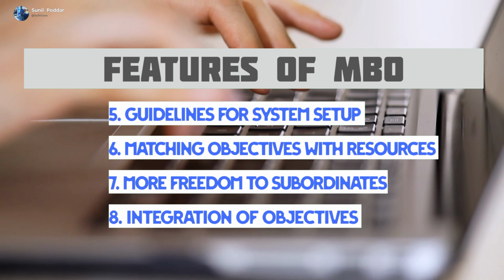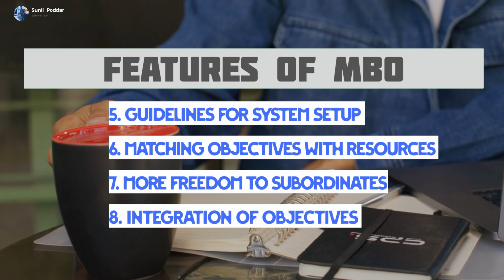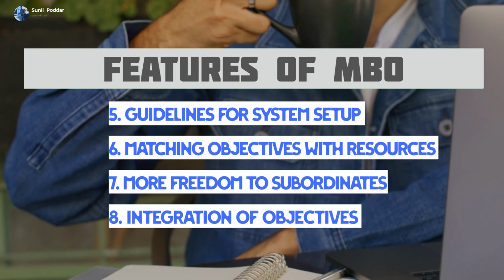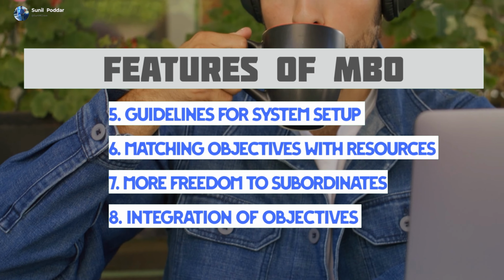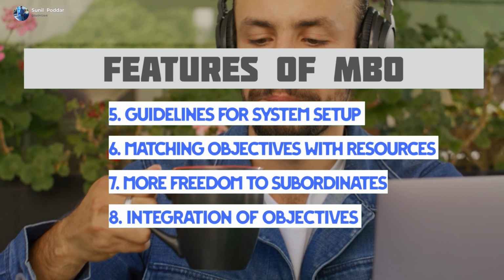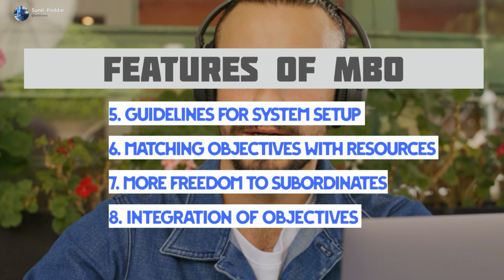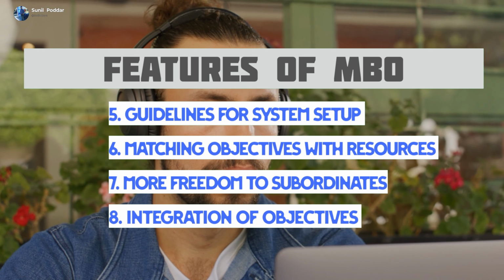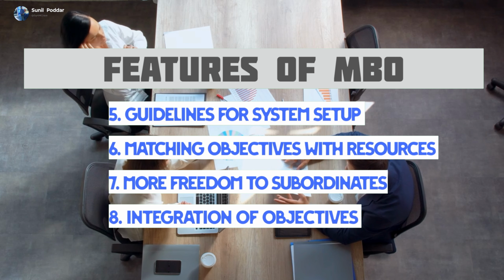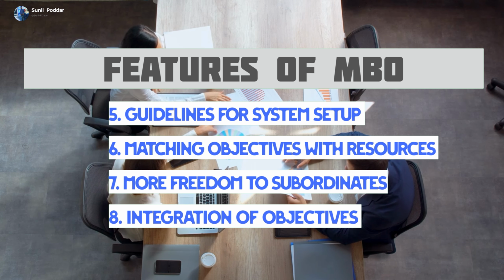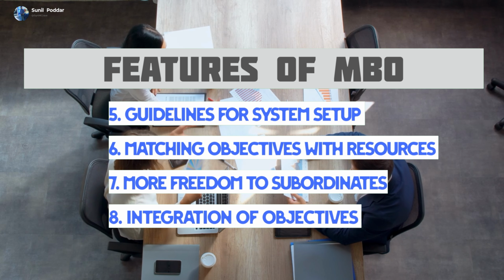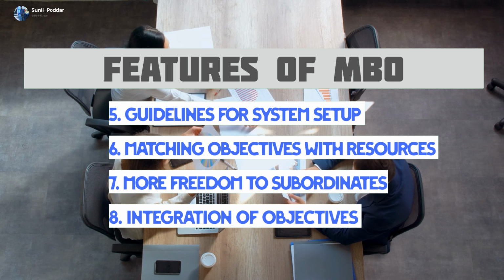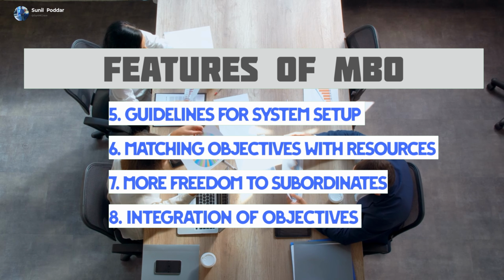Guidelines for system setup. MBO helps in establishing systems and procedures based on set objectives. For example, in a manufacturing company, resource allocation and authority delegation are decided based on production targets, ensuring efficiency and accountability. Matching objectives with resources. MBO ensures that goals are set considering the available resources. For instance, in a startup, financial and human resources are aligned with growth objectives, ensuring realistic and achievable targets.